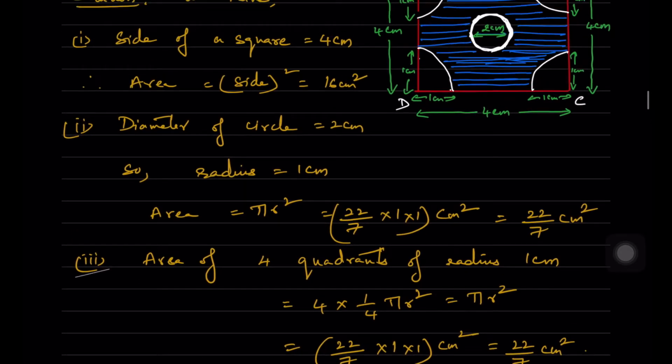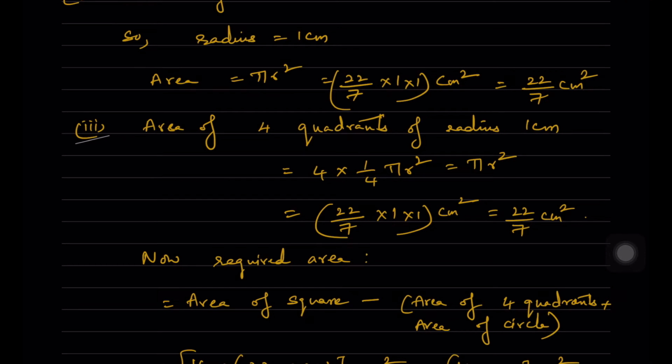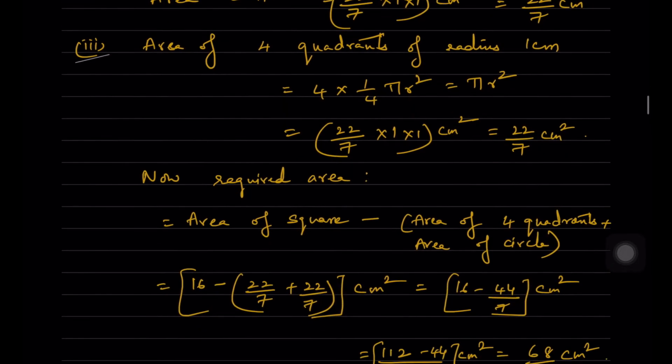The area of the 4 quadrants is nothing but it forms one circle. Here radius r is equal to 1 centimeter, so it is 4 into 1 by 4 into pi r square. The area of a quadrant is 1 by 4 into pi r square. So the 4 will get cancelled, and you get the area of the circle pi r square, which is again 22 by 7 centimeter square.